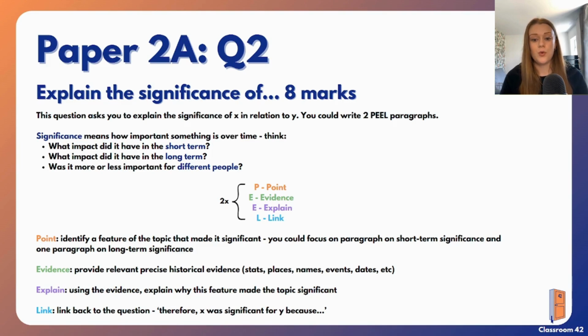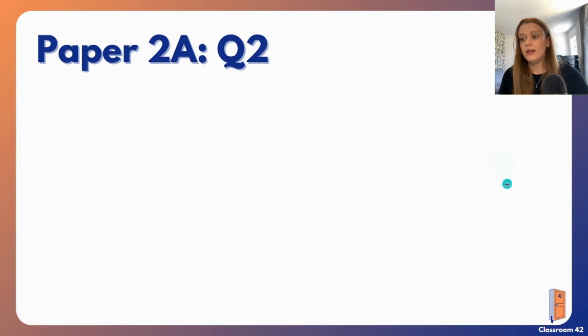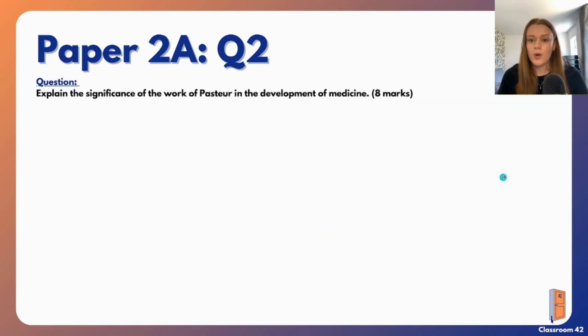Then you want to give your evidence, so providing relevant, precise historical evidence. Then you're going to use your evidence to explain why this feature made the topic significant. And then the final sentence will be linking back to the question. So therefore X was significant for Y because, just rounding it up and making sure the examiner knows you're sticking to the question. So let's have a look at an example question for this one.